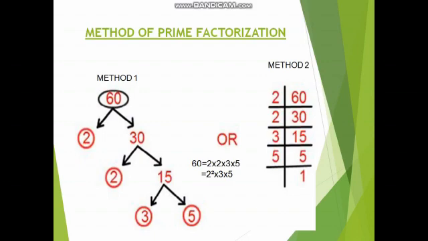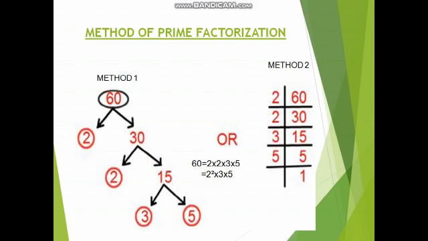For example, here is an example: 60. 60 will be divided by 2, the least number that can divide it. 60 divided by 2 gives 30. Now 30 can also be divided by 2, which gives 15. Then 15 cannot be divided by 2, so we move to the next number, 3. Then 3 divides 15 to give 5. Then 5 is not divisible by 2, 3 or 4, so we take 5 to divide the number completely.